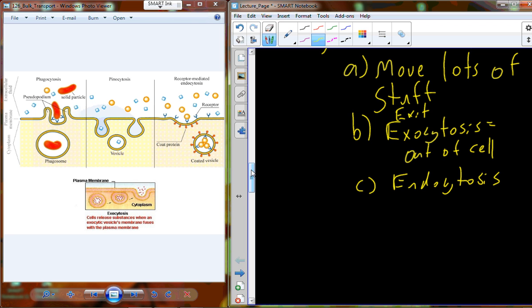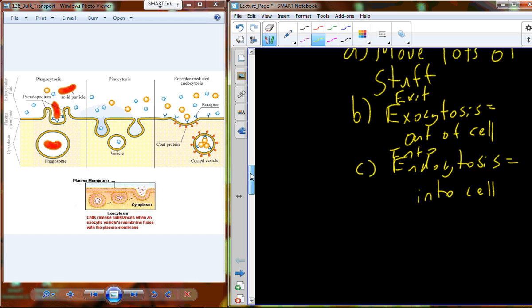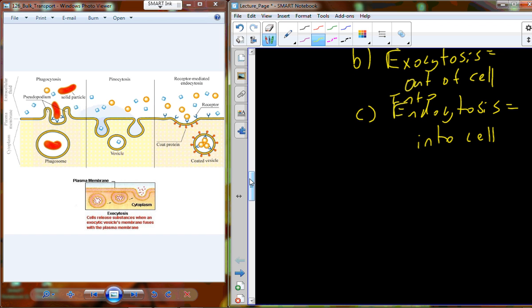The next category would be to bring stuff into the cell. In general terms, we call that endocytosis. There's going to be three specific types of endocytosis that I'd like you to be familiar with. So endocytosis, I see in there, into cytosis, so into the cell. Three types. And the three types are going to be based off of what is being brought in.